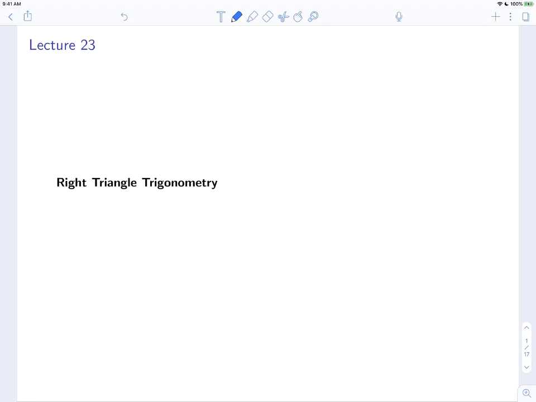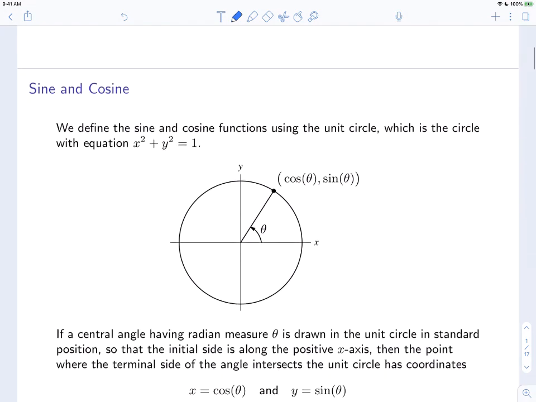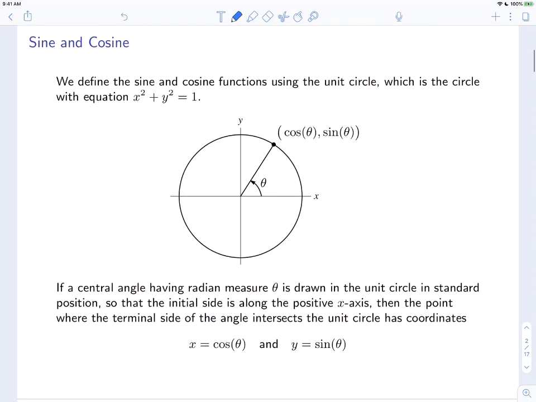In this video, we're going to talk about trigonometry as it's related to right triangles. Let's just remind ourselves of what sine and cosine were, or at least how they're defined.